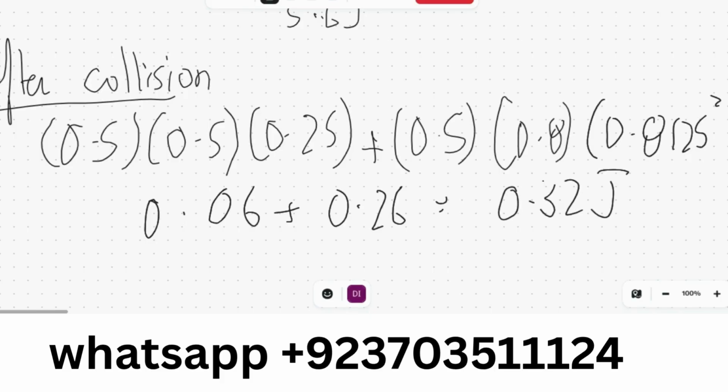So energy is not conserved, so this is an inelastic collision.